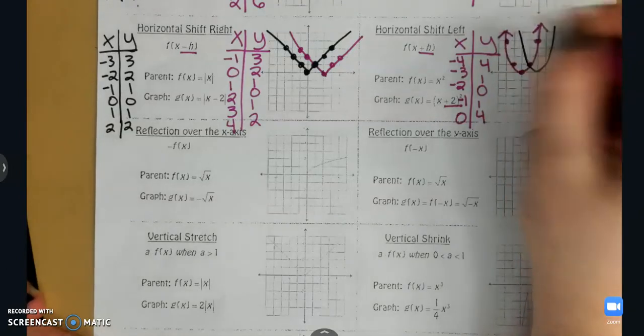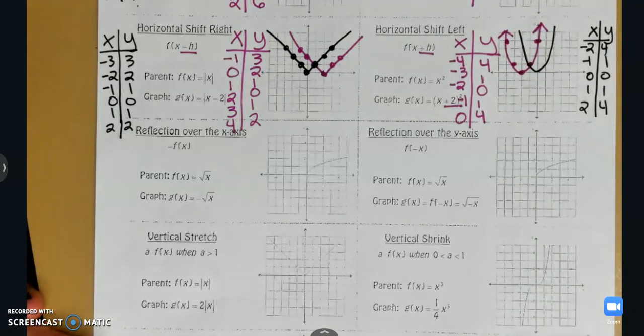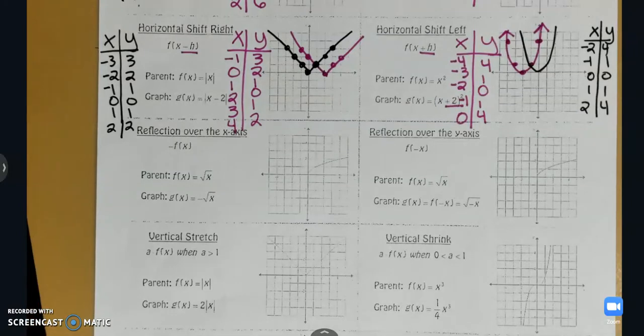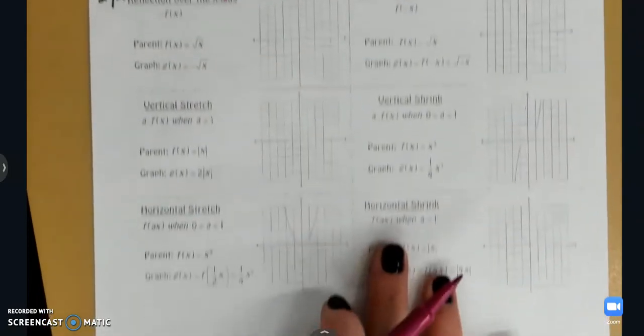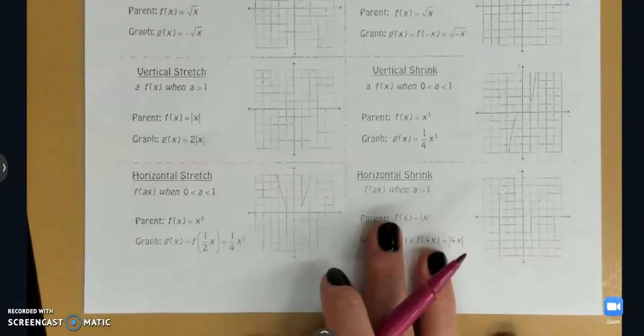And here is my transformed function. We moved 2 units to the left. Each of my x values decreased by 2. So that takes care of our shifts. Next, we have reflection over the x and y axis.